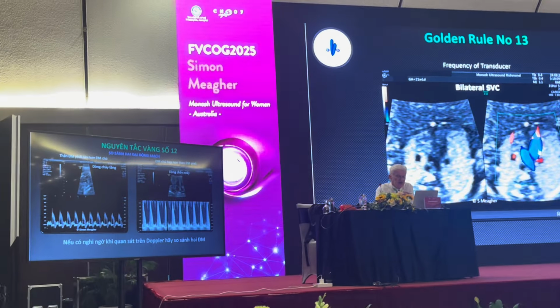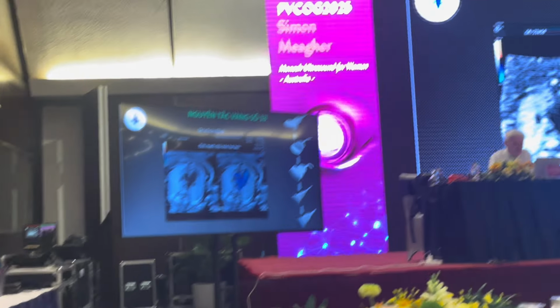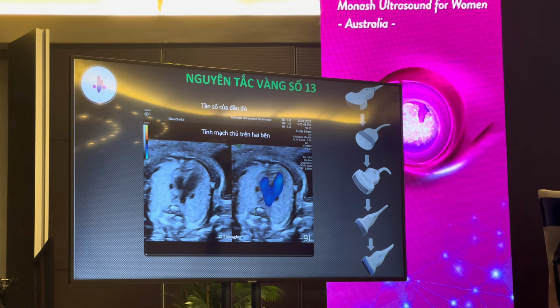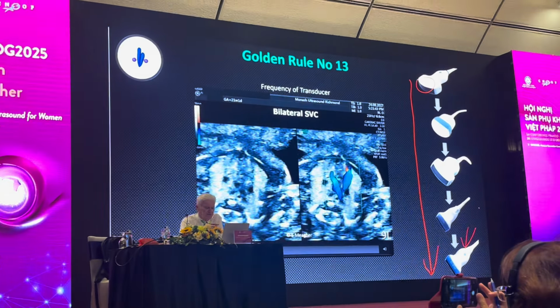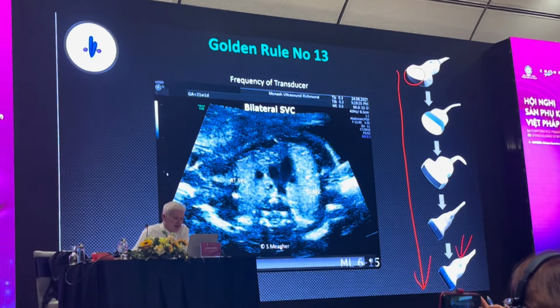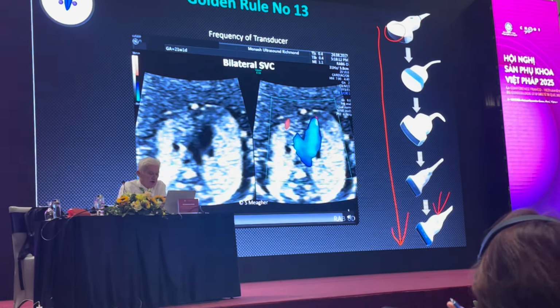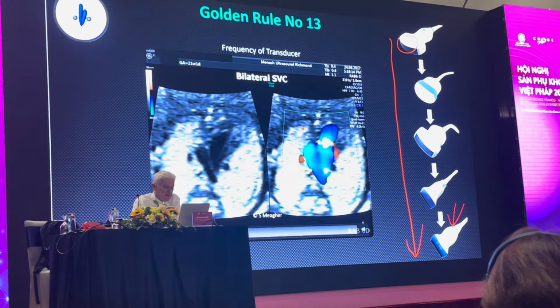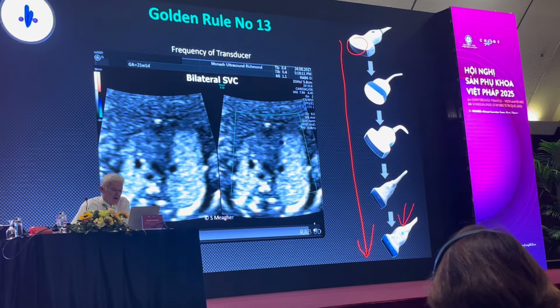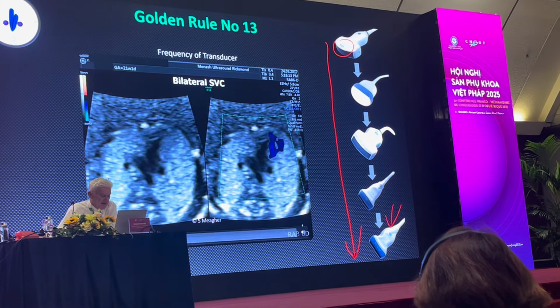Golden rule number 13. Always go to the highest frequency transducer, starting off at C1 to 6, moving up to a linear 15. This is a baby that shows you different frequencies. This is a baby at a lower frequency at RAB6, with a bilateral SVC.